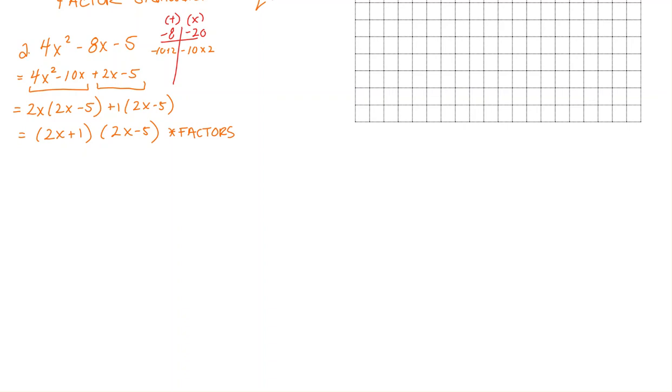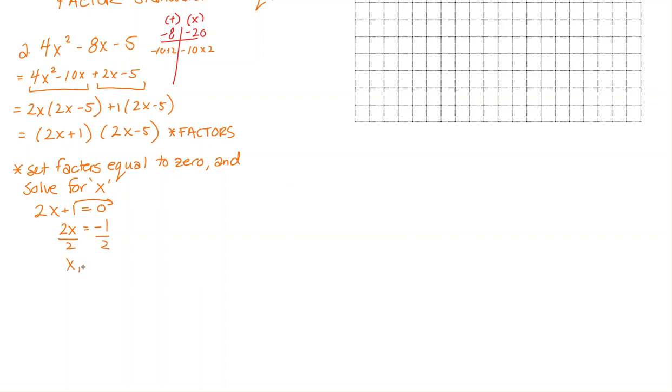In order to get your zeros, you need to set the factors equal to 0 and solve for x. Our first factor was 2x plus 1. I make that equal to 0. That's what that would look like. And I want to solve or isolate for that x variable. So I'm going to bring that over. 2x equals negative 1. Divide both sides by 2. My first zero is equal to negative 1/2. Same thing for my second factor. I have 2x minus 5 equals 0.